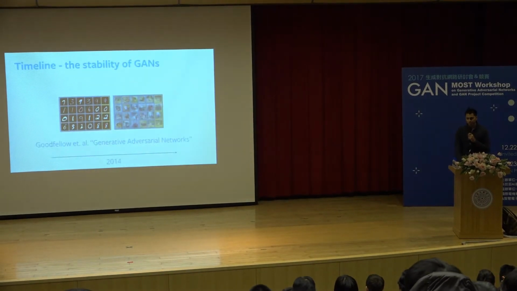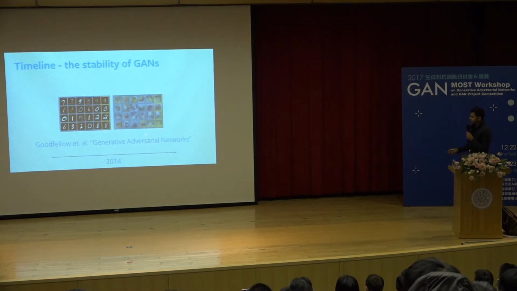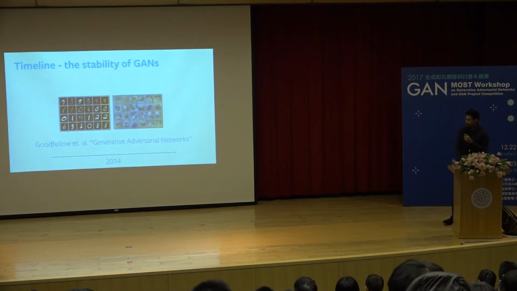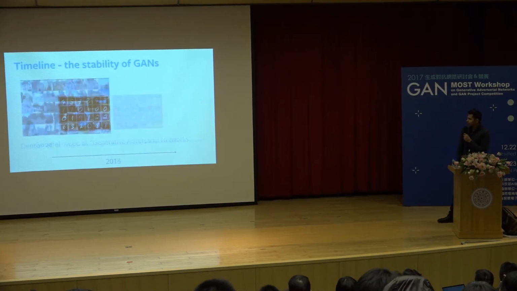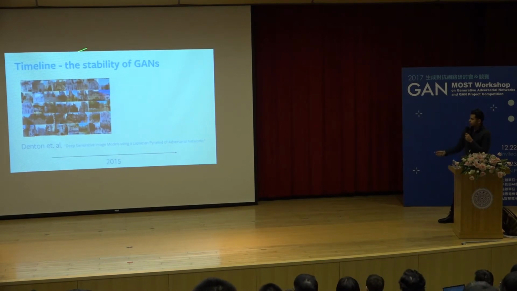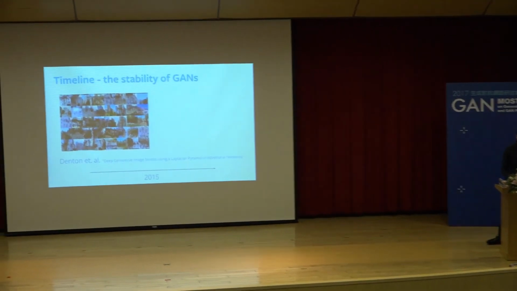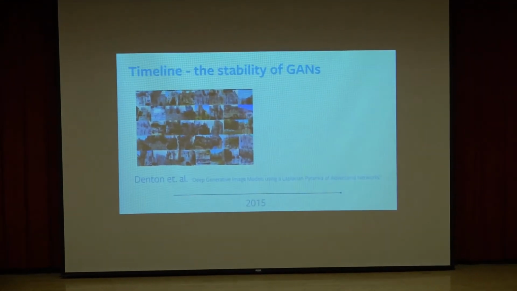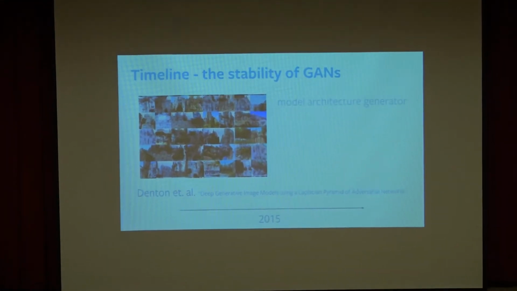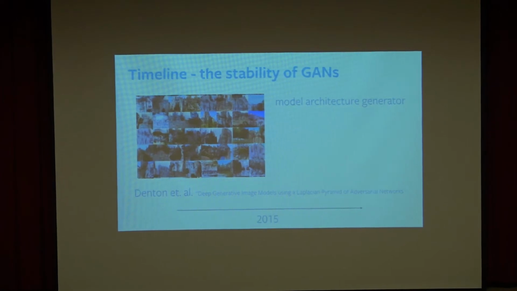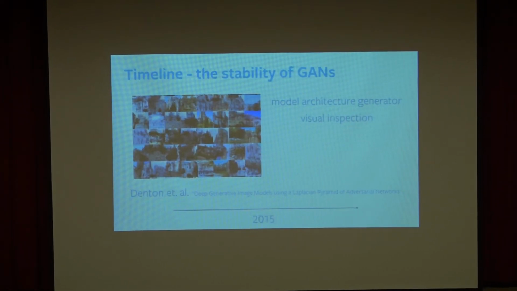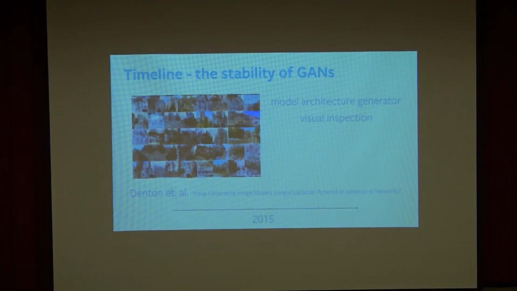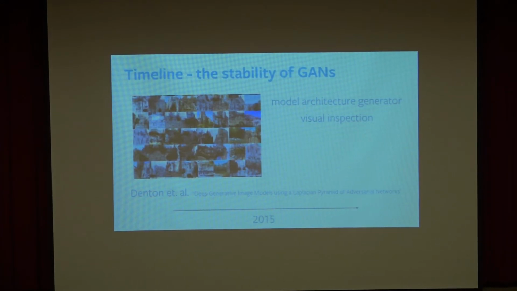So, in terms of the stability of GANs, the original paper on GANs was in 2014. That's kind of how the samples looked. And then in 2015, we published LAPGAN, where the samples look like this. What we did was we improved the model architecture, and we were still doing visual inspection. It's like, oh, can we tell whether the model is working or not?